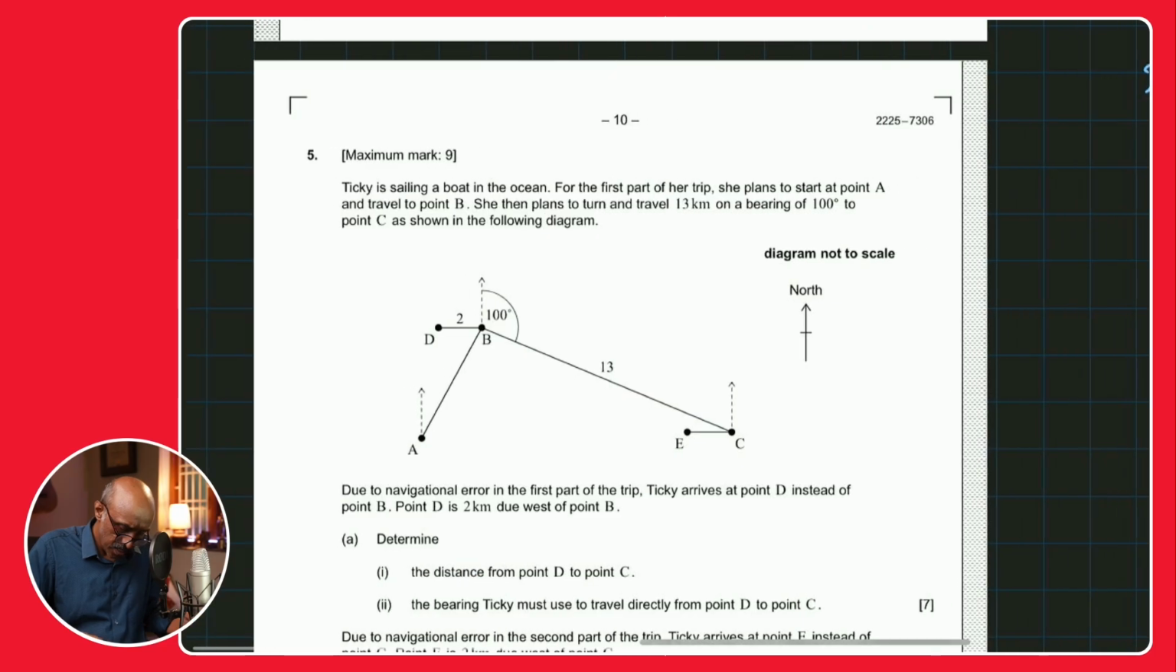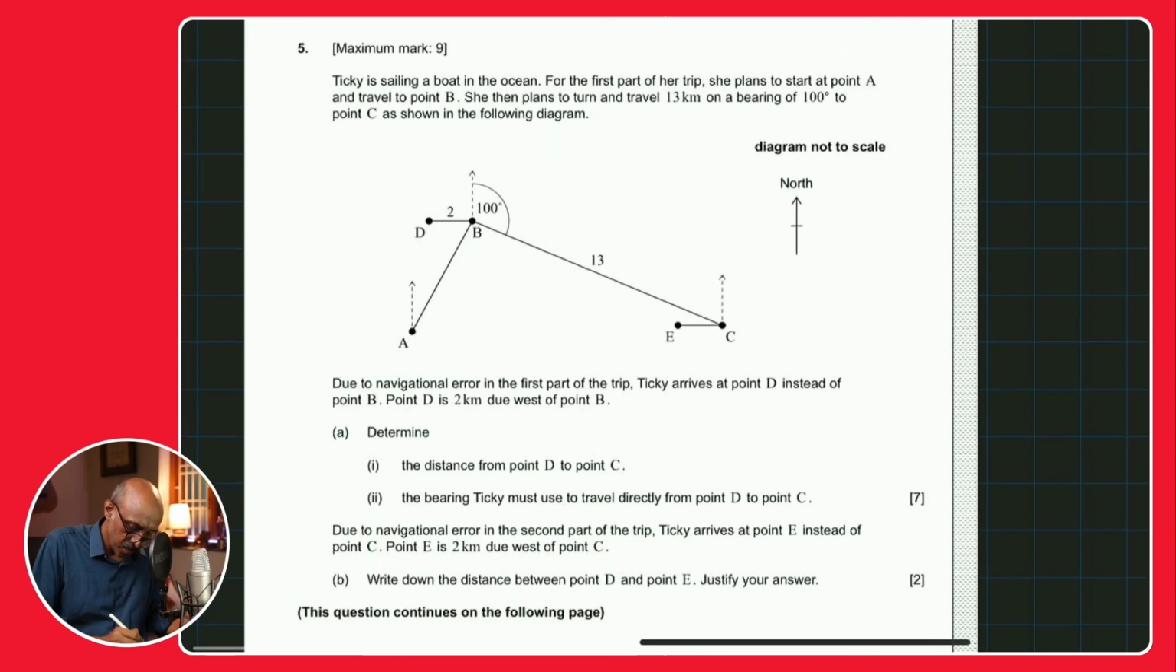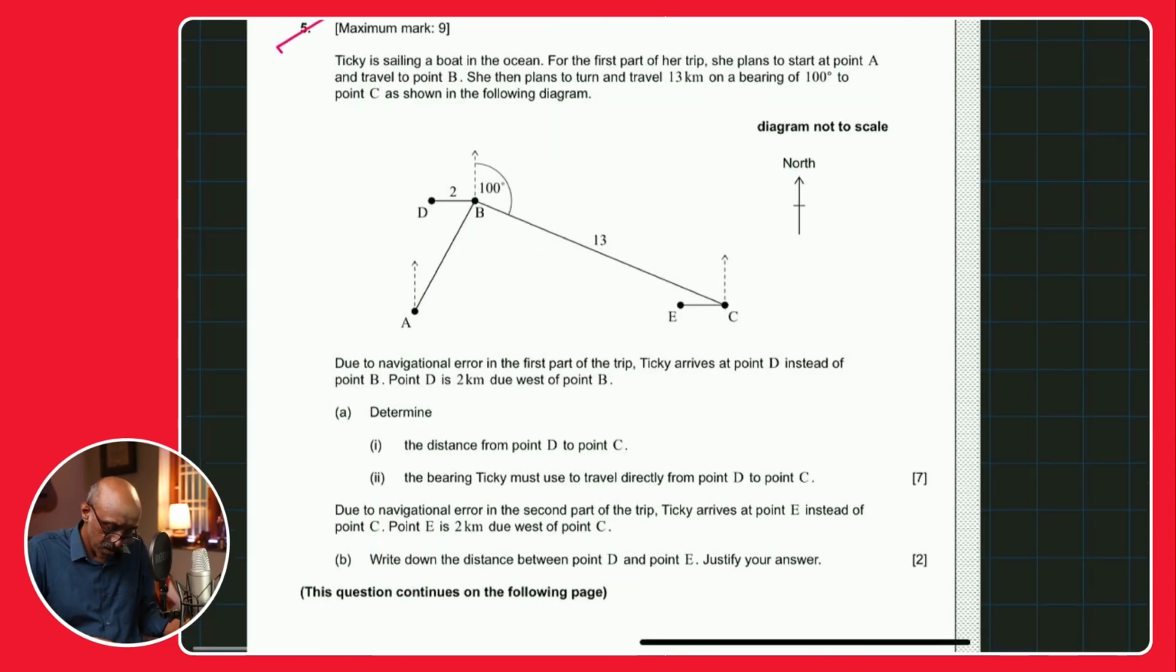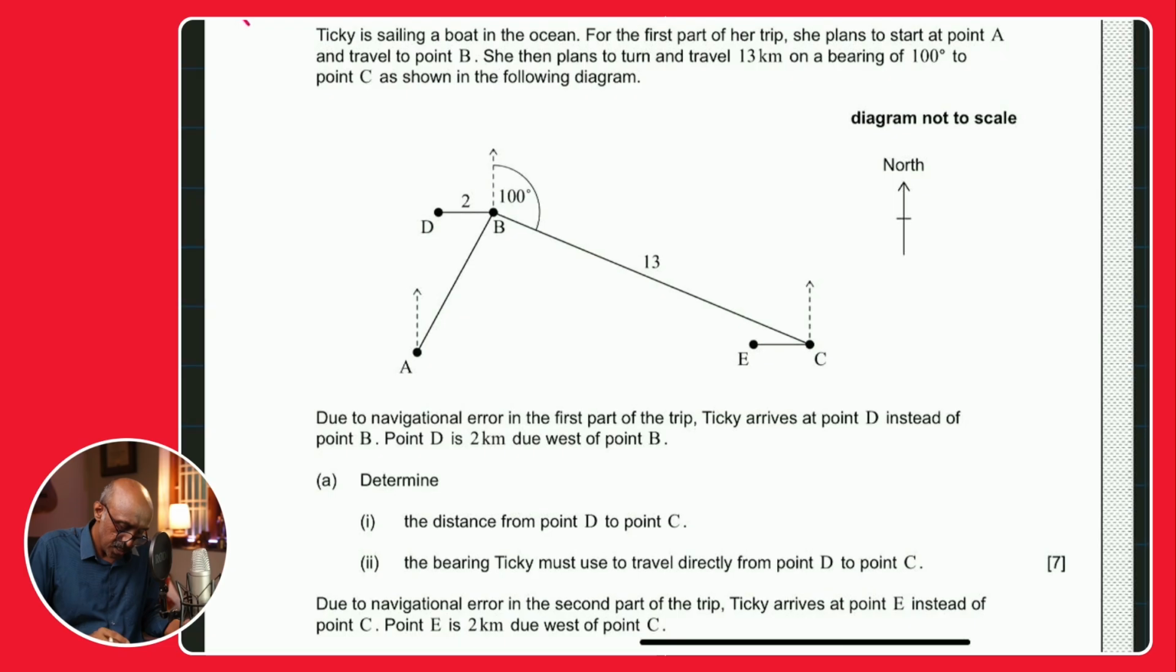All right, then let's go to the next question, question number 5. This is a trig question, it looks like. Tiki is sailing a boat in the ocean for the first part of a trip. She plans to start at point A and travel to point B. She then plans to turn and travel 13 kilometers on a bearing of 100.